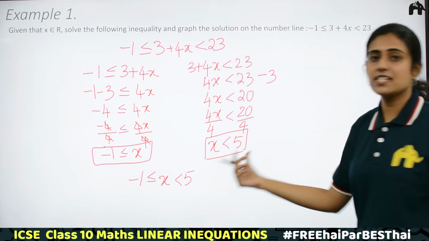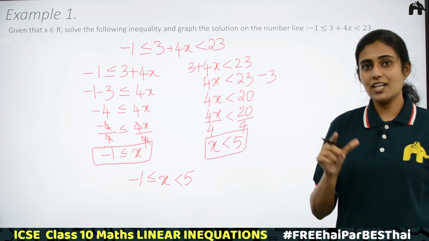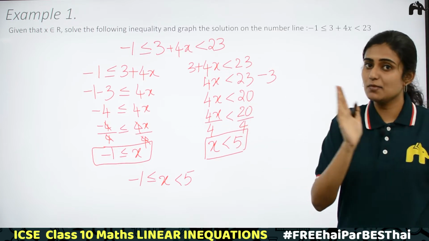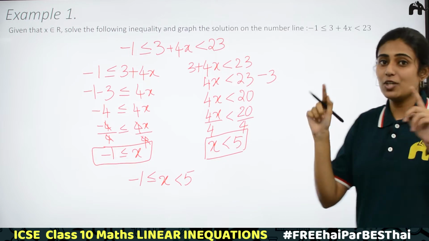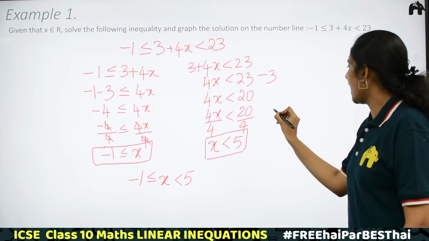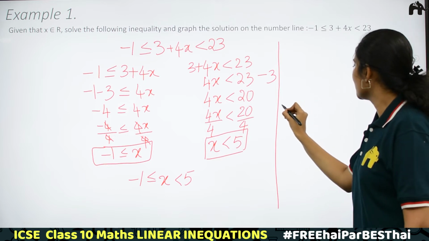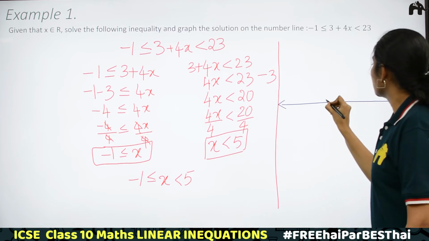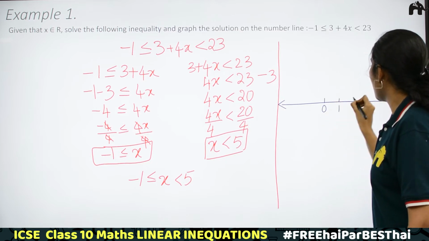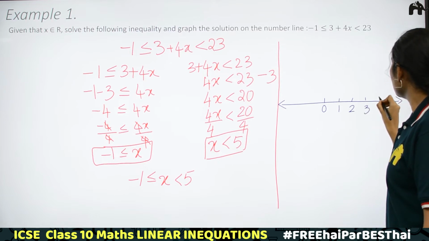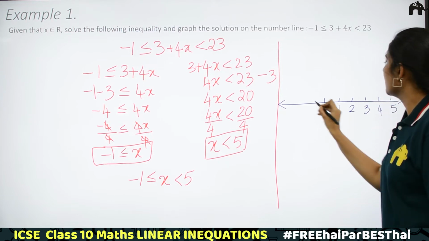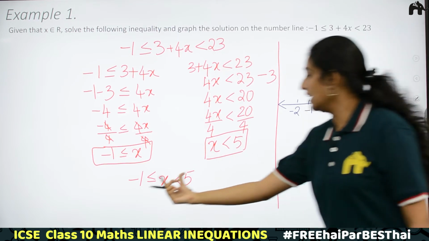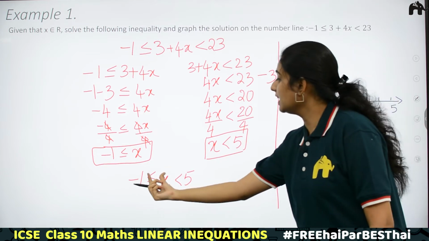Let us now represent this on a number line. While drawing a number line, we know we have to extend on both sides to infinity, minus infinity and plus infinity. To extend this, we use arrow marks. Okay, we'll draw our number line. Extending on both sides. We'll take 0, 1, 2, 3, 4, 5. Negative 1, negative 2.